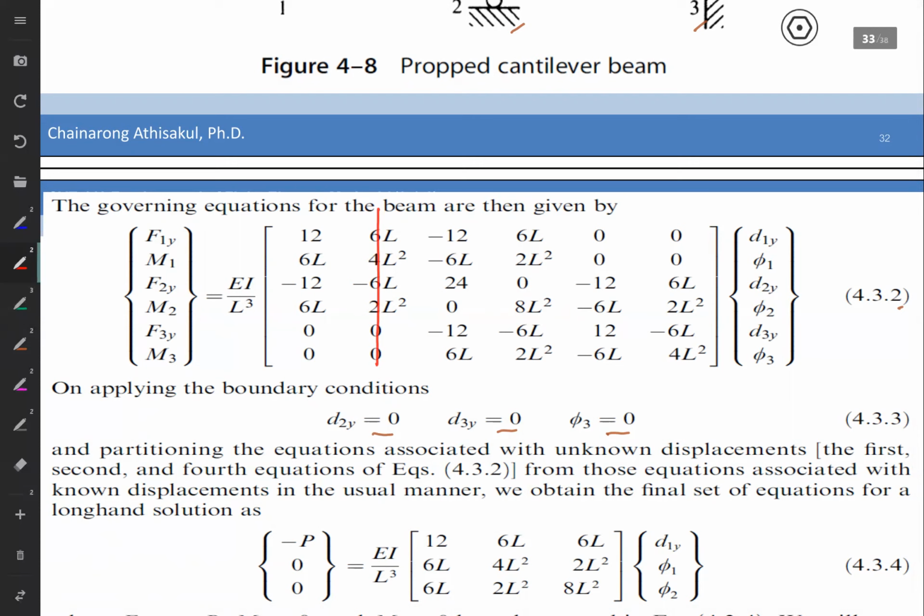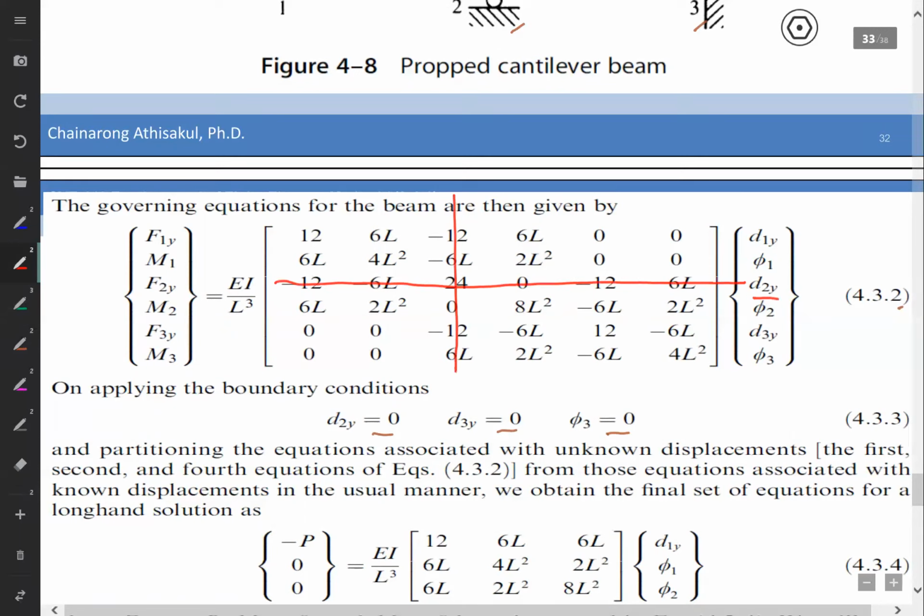Sorry, it's not the second row, it should be the third row for d2y. So we eliminate the third row and third column. Also for d3y and phi3, we eliminate the fourth, fifth and sixth columns and the fifth and sixth rows.